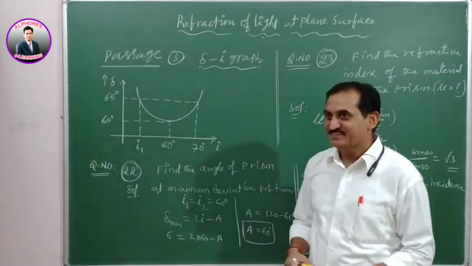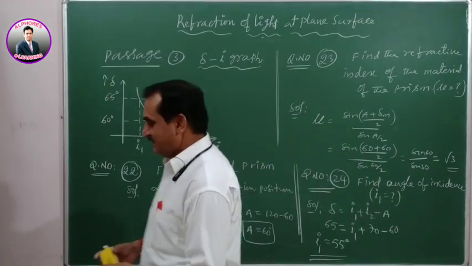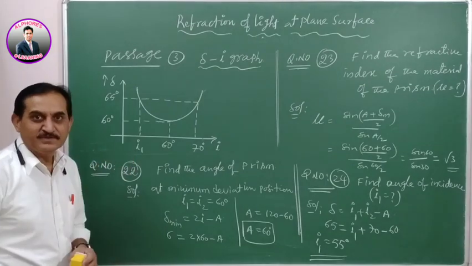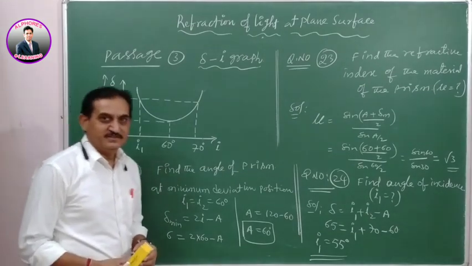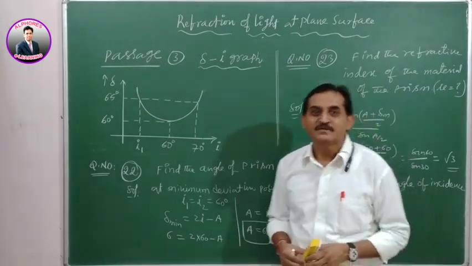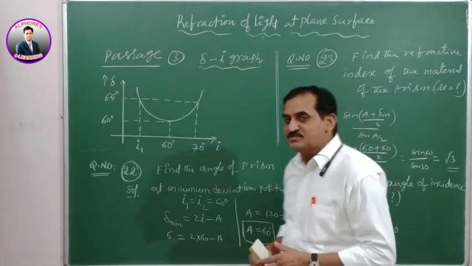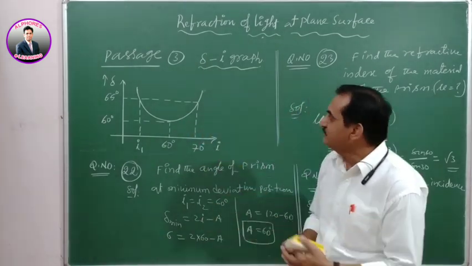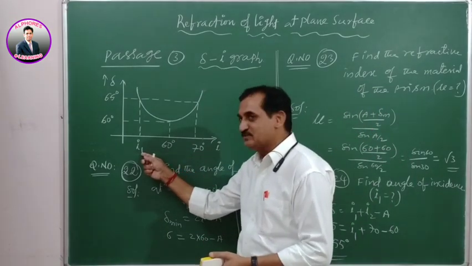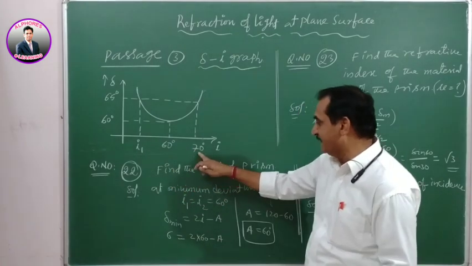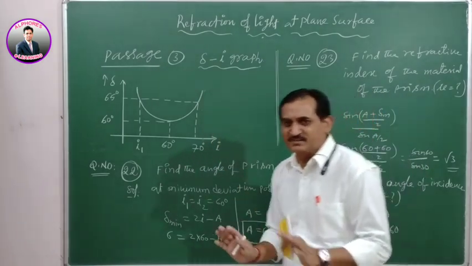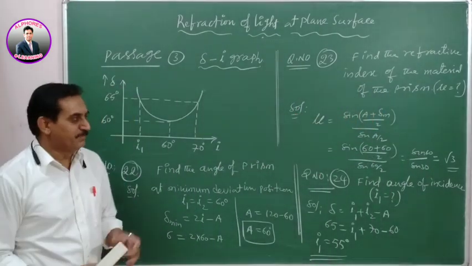Next, go for passage 3, and again it includes 3 questions. In this passage, a graph is drawn between angle of deviation and angle of incidence for a prism. In this graph, the deviation angle and minimum deviation angle values are given, and the angle of incidence was not given, an unknown value. This is angle of emergence, this is I1 equal to I2 condition. We know the graph related to prism.